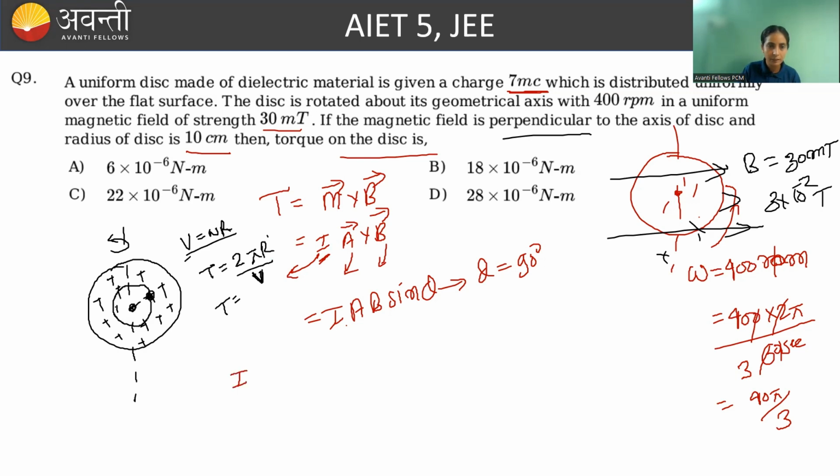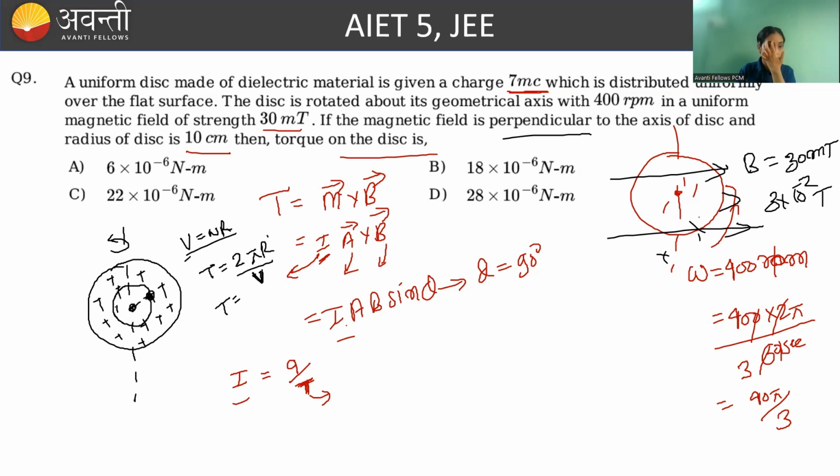Current value, if you see, is equal to q by t. So can I calculate this q by t, like can I put q equal to 7 millicoulomb and time period equal to 2 pi by omega, calculate I, and put it here to get the answer? Can we do that? No, we can't do that. But why? That's the question.